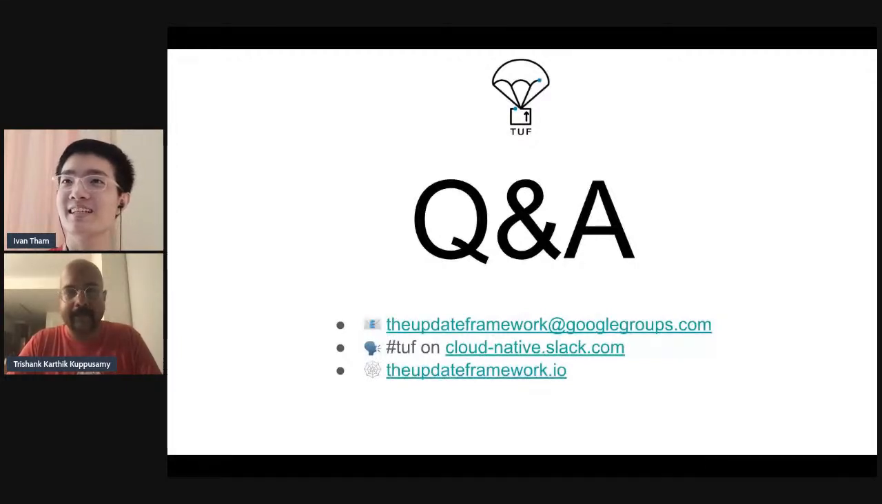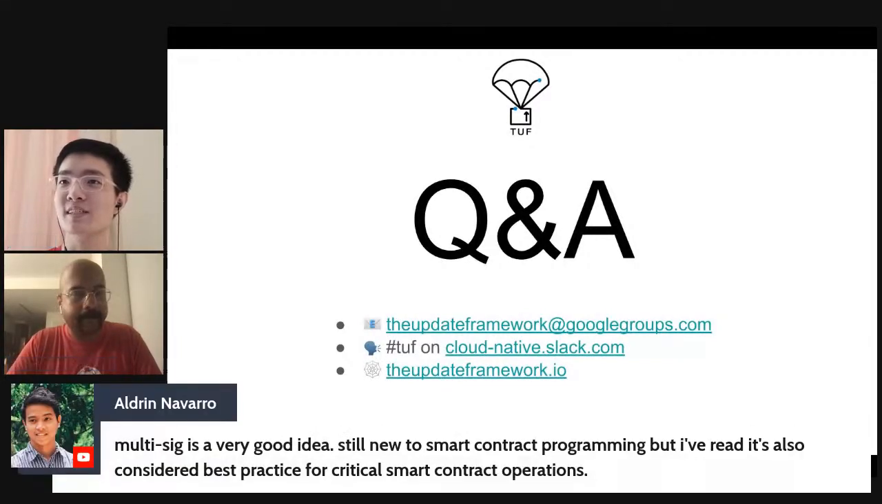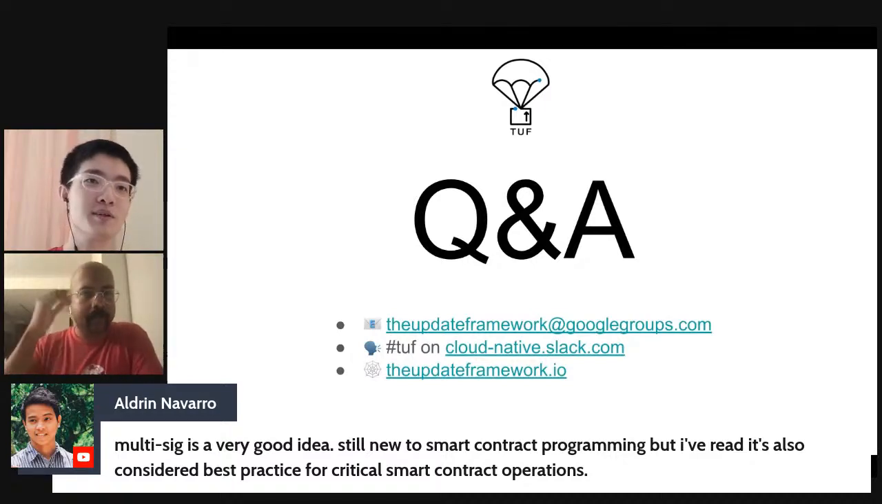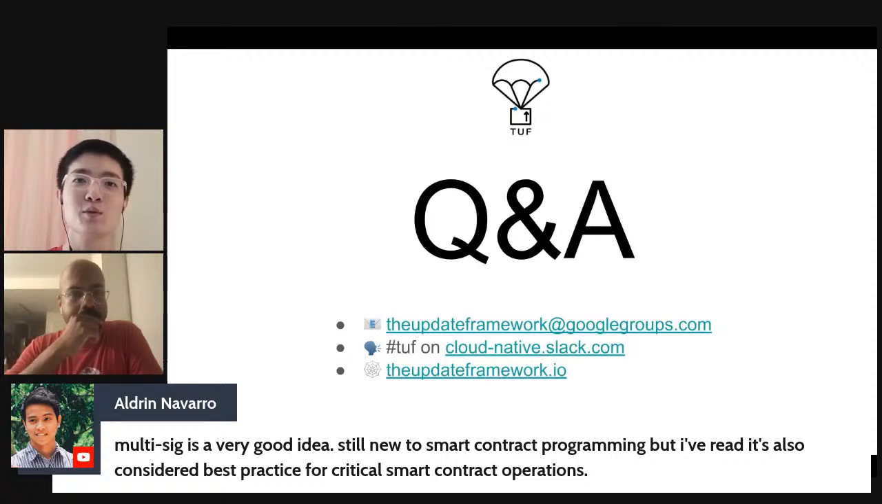And some questions. So, great. Our green Navarro asks, multi-sig is a very good idea. Still new to smart contracts. Oh no, it's not a question, he's just commenting on this. Well, I can actually respond. So it looks like Eldrin. Thanks for your question. Eldrin is saying the idea of multi-signatures, which is what we do in threshold signatures, right? It's like 6 out of 10 people signing. Yeah, somewhat similar thing here.